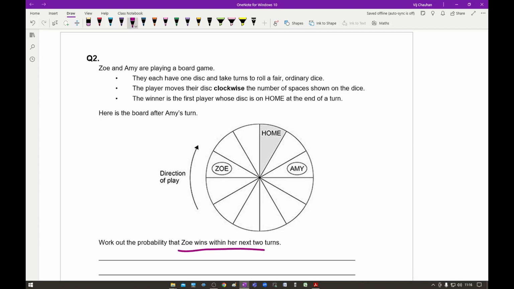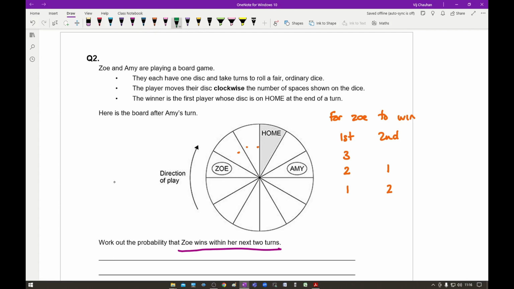Here what we're looking for is that Zoe wins in a maximum of 2 turns. It's impossible for Amy to win, because if she rolls a 6, which is the biggest number, the furthest she's going to go is this point here. So Amy's definitely not going to win. So in order for Zoe to win, on the first throw, she can either roll a 3 and she wins, or she could roll a 2 and a 1, or she could roll a 1 and a 2. They're the only possible combinations that we could have.